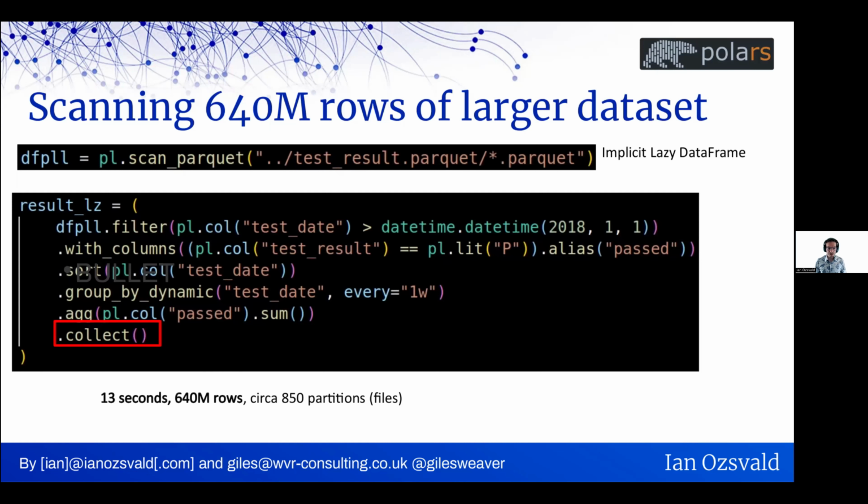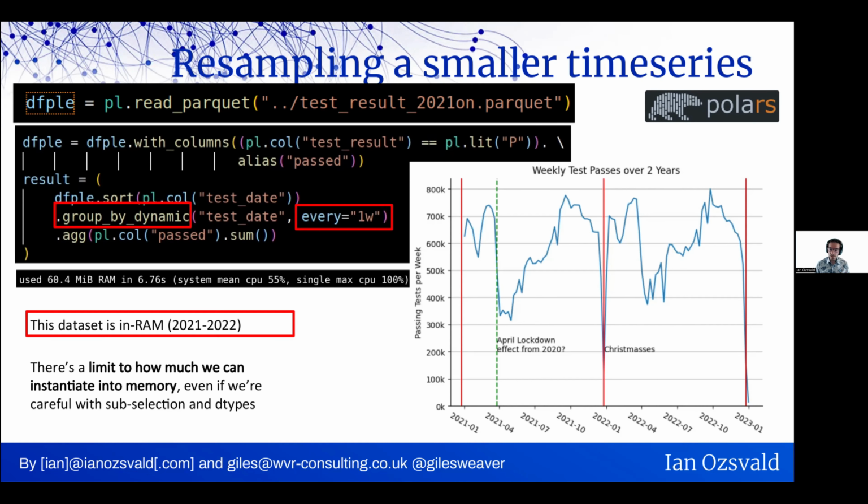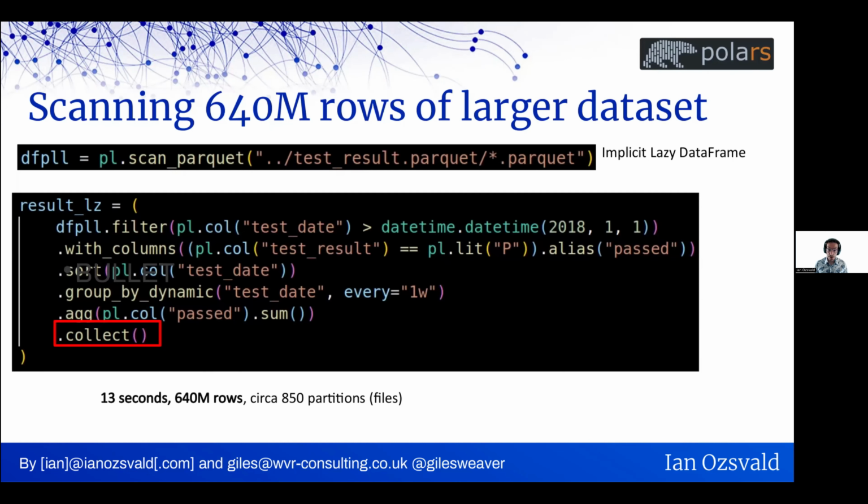So with Polars, I can just change that query from, on this slide, a read parquet, instantiating it all into memory in an eager fashion, to a scan parquet, by default a lazy operation. I do exactly the same query. I collect, it takes 13 seconds. It's streaming in data from 850 partitions that are on the disk. That's the 640 million full data set.